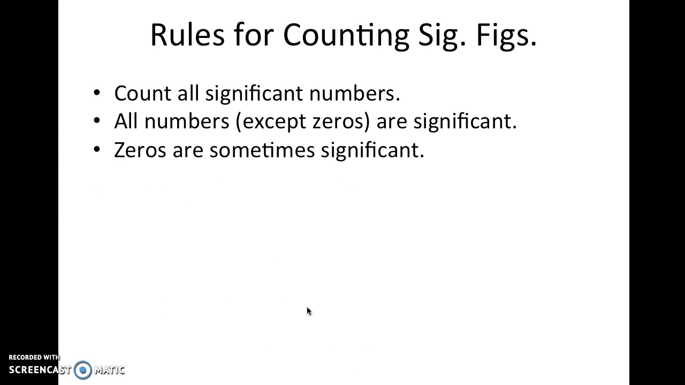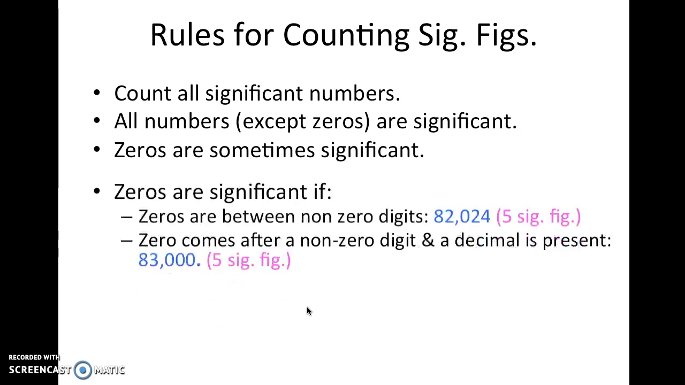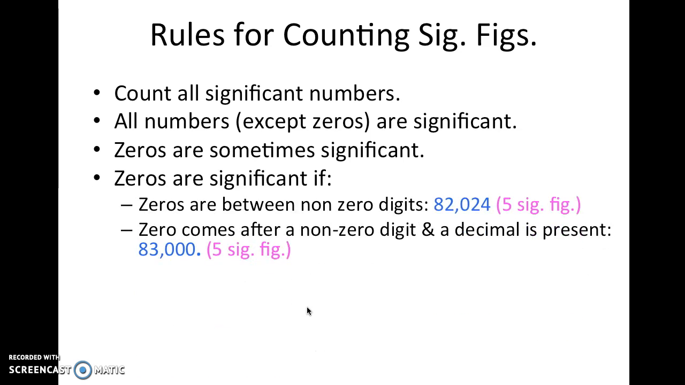So let's talk about when zeros are significant. There are two main cases. If you have a zero that's between non-zero digits, like in this example here, the zero is between a 2 and a 2, so this zero is significant. And if we're counting which numbers are significant, it's all of them. So that's 1, 2, 3, 4, 5 numbers in total. So we would say it's 5 sig figs.